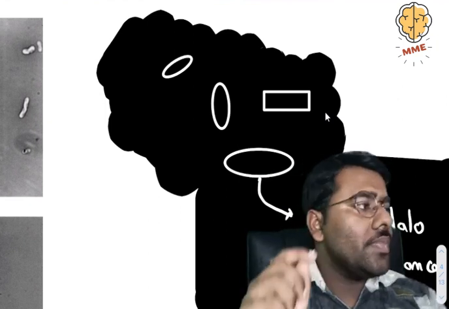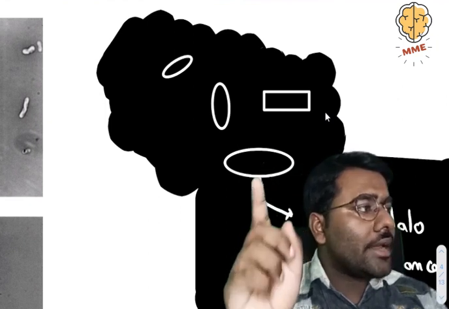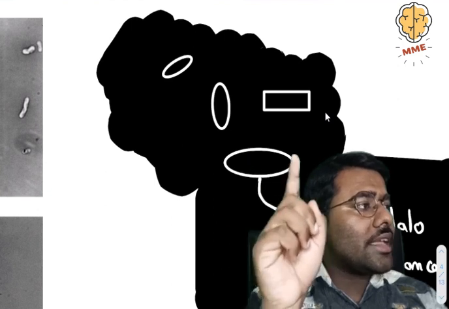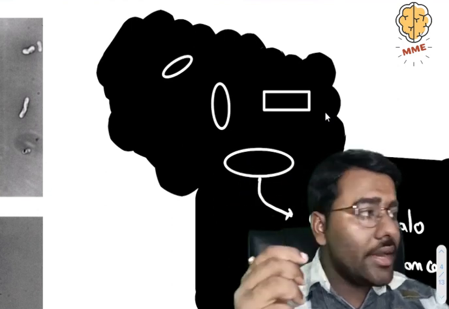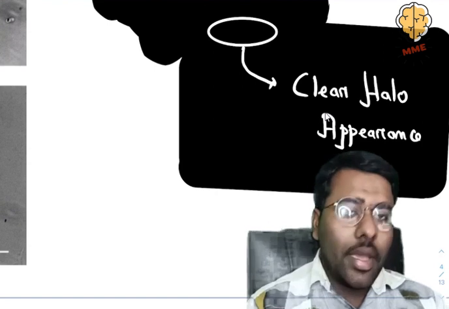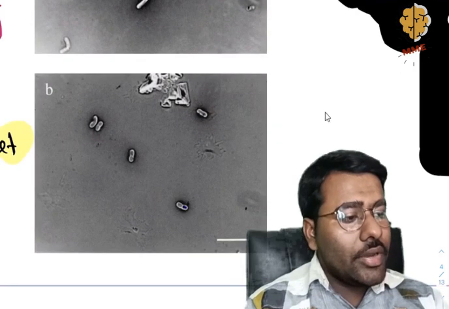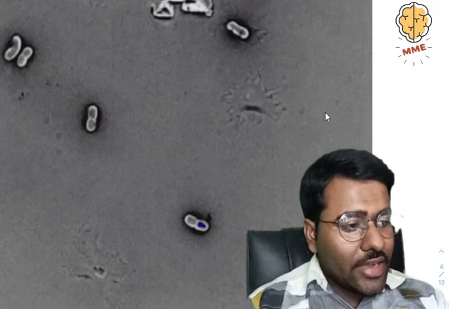The target is the capsule. Inside the capsule is black, outside the capsule is black, only the capsule is unstained, the white. This is called the clear halo appearance. Okay. Now coming to the actual picture.